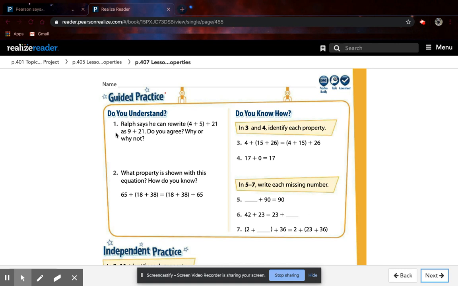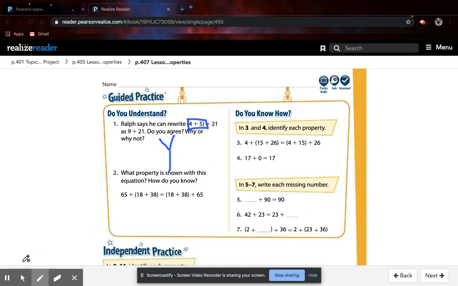I'm hoping that most of you put yes for this because 4 plus 5 is 9. And then 9 plus 21 will give you the same answer as if you were to leave them in the parentheses. So you're still getting the same answer as if you were to add 9 plus 21 or 4 plus 5 first and then adding it to 21. So hopefully your answer for this was yes. We're just going to put a big Y. Hopefully your answer was yes.